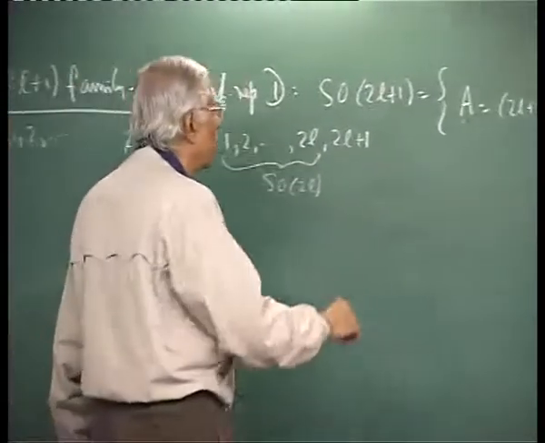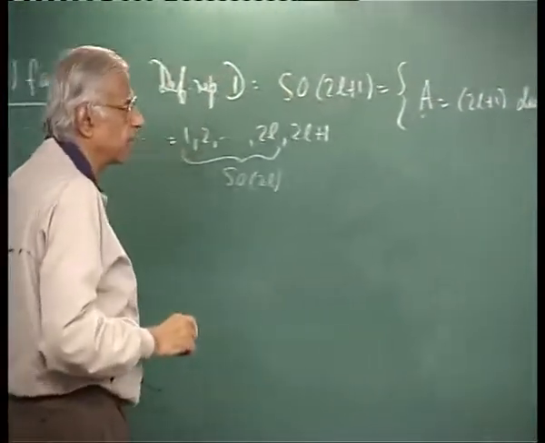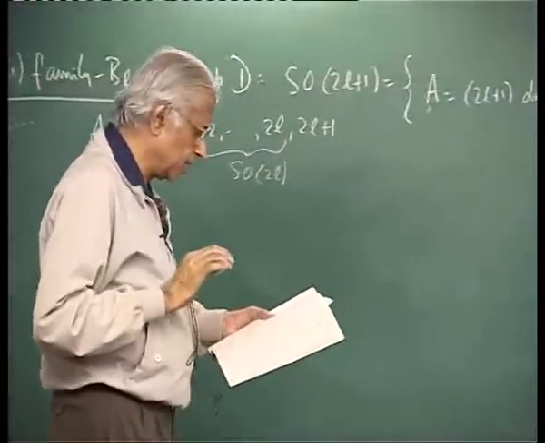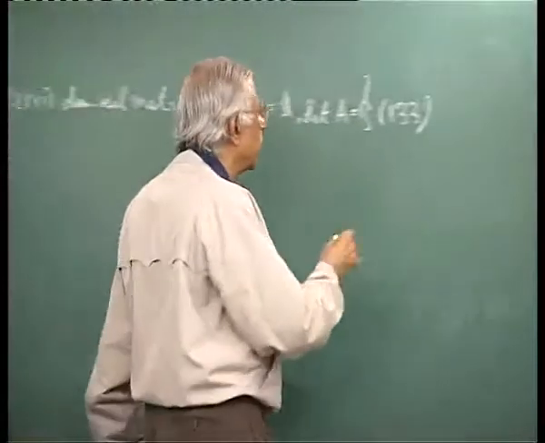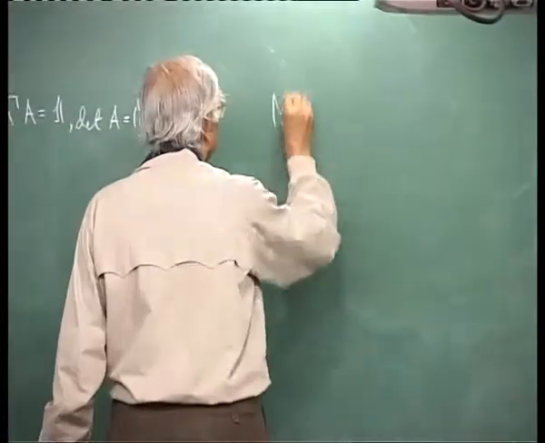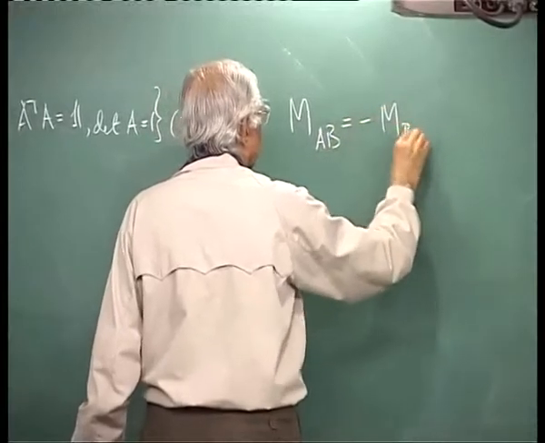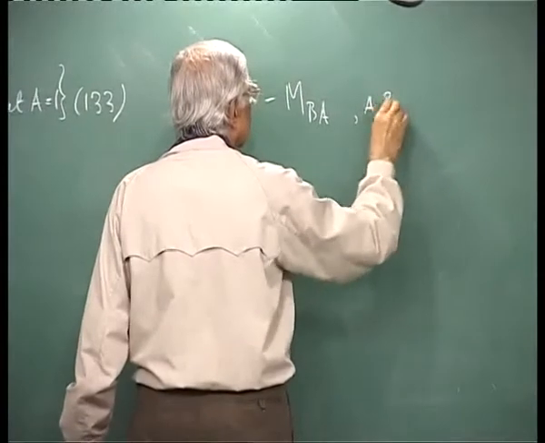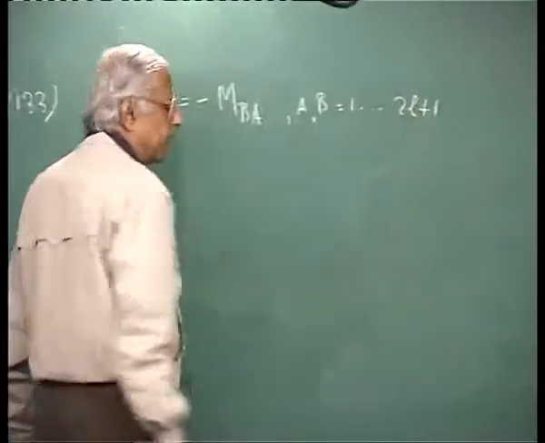Then you can ask the question, what about the generators of this defining representation? What do they look like? That part, formally there's very little difference compared to the previous case. We can say again that the generators are labeled in this way. Only thing is that A, B go all the way from 1 to 2L plus 1.